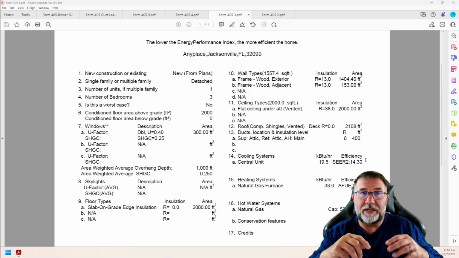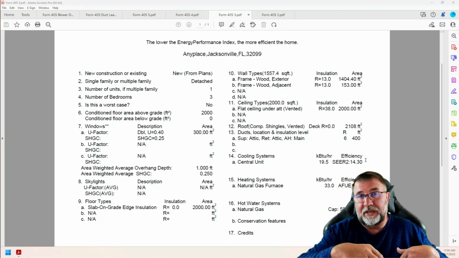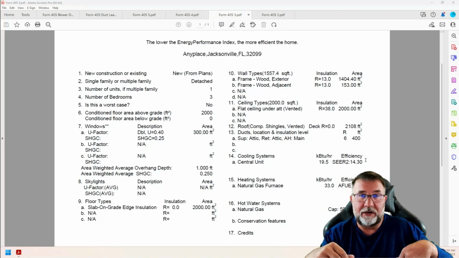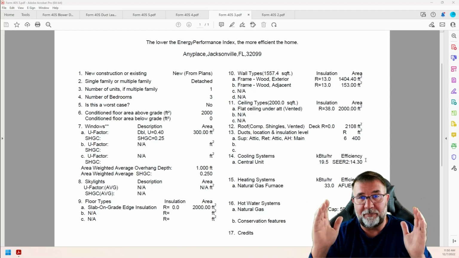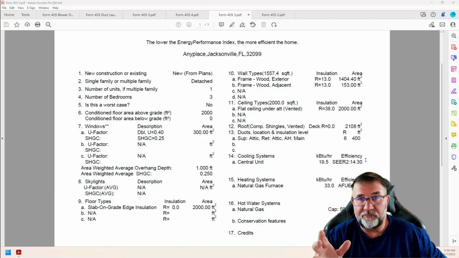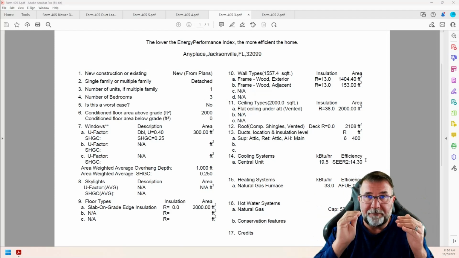Now, that doesn't mean you can just take the air conditioning system and bring it to 16 SEER and increase your window values and you already know it's going to pass. No. When it comes to performance, it's kind of a give and take.